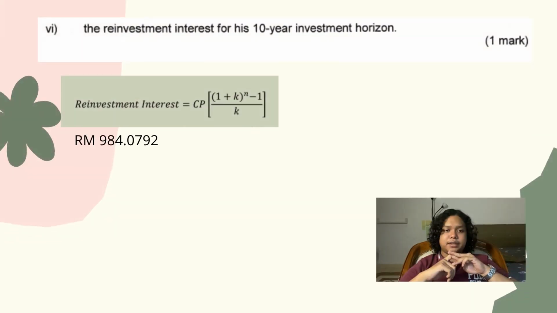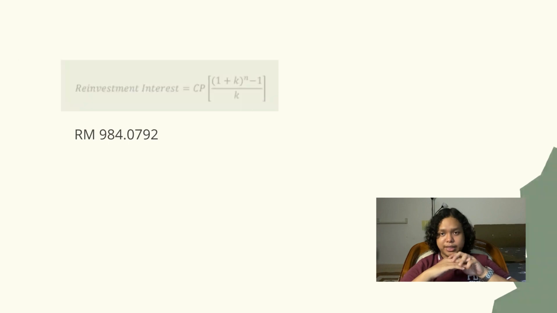Question number 6 requires us to find the reinvestment interest for his 10-year investment horizon. We will use the reinvestment interest formula for this question, and the answer would be 984 ringgit and 7 cents. The reason is because in question number 4, we already explained and answered the reinvestment interest for the 10-year investment horizon.